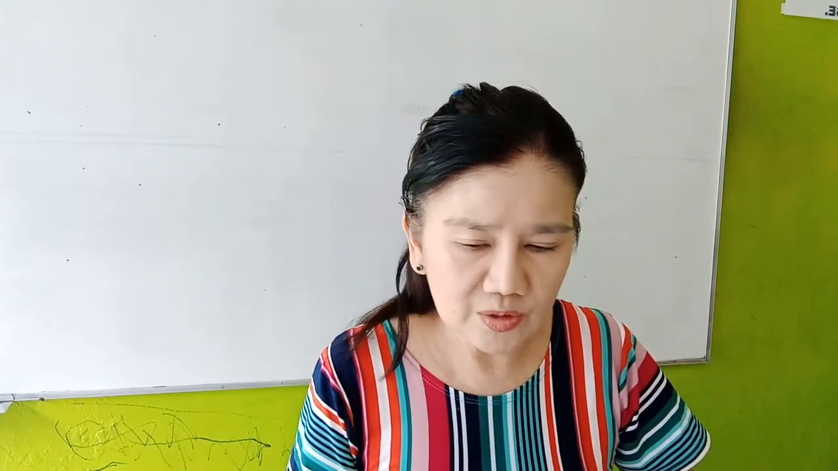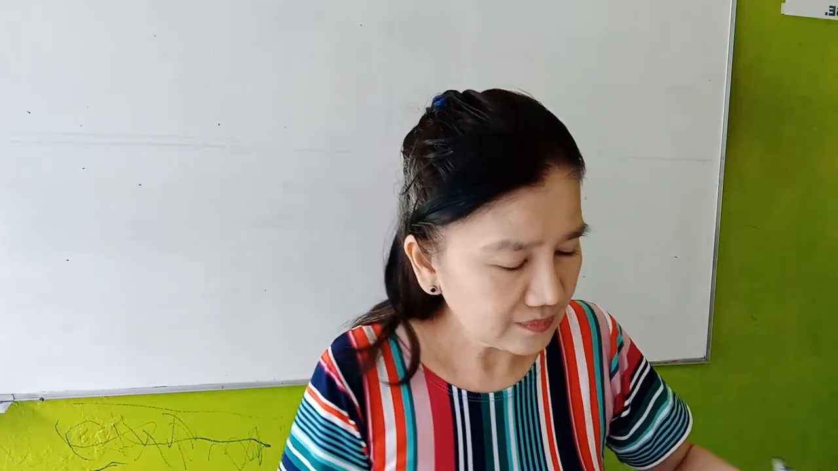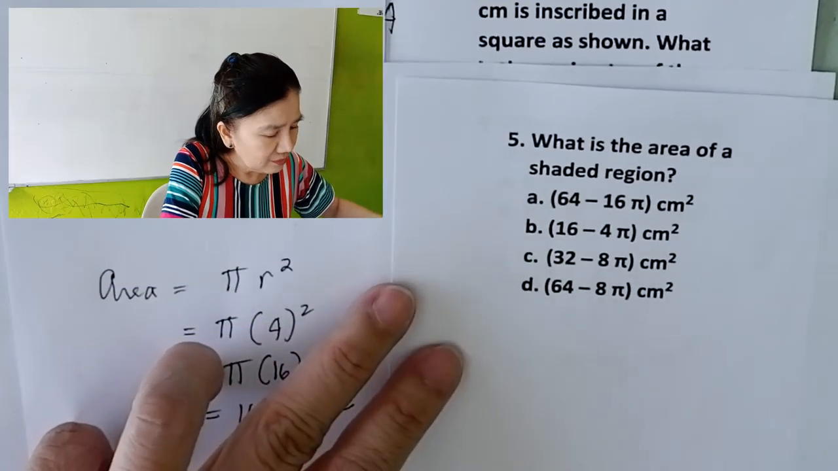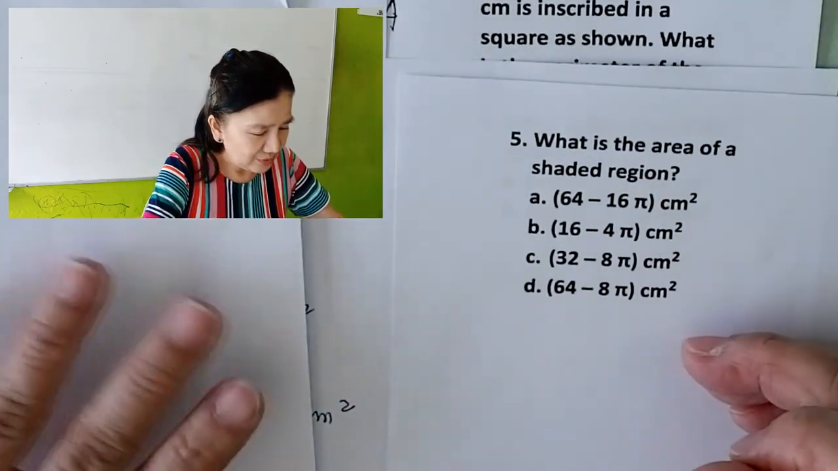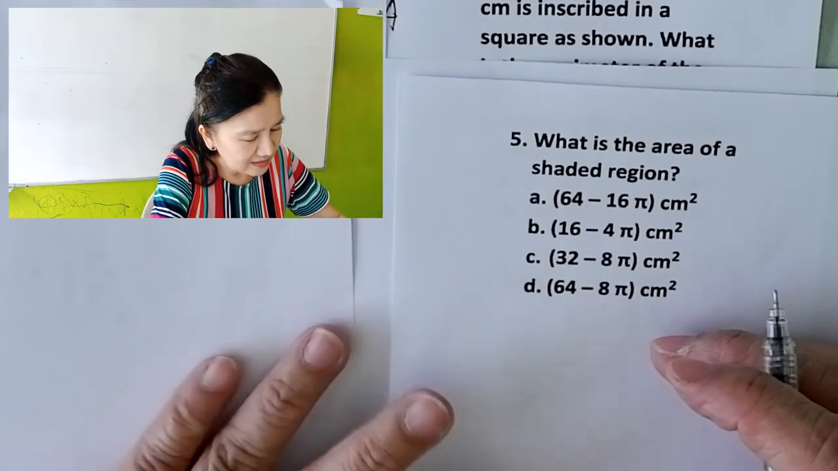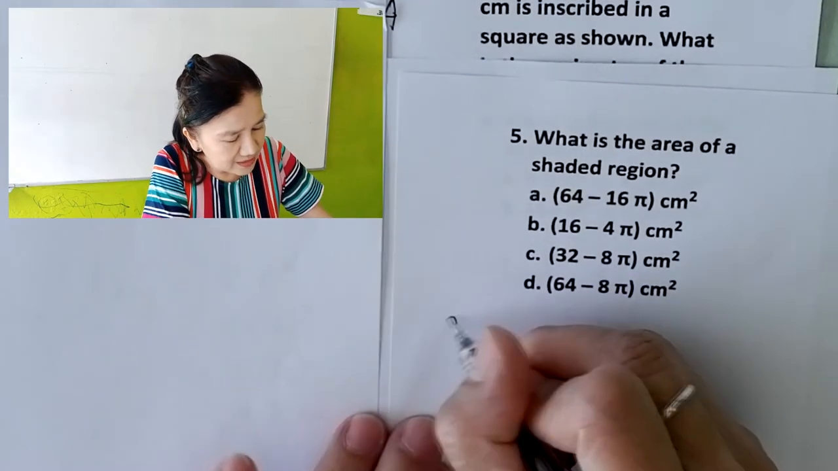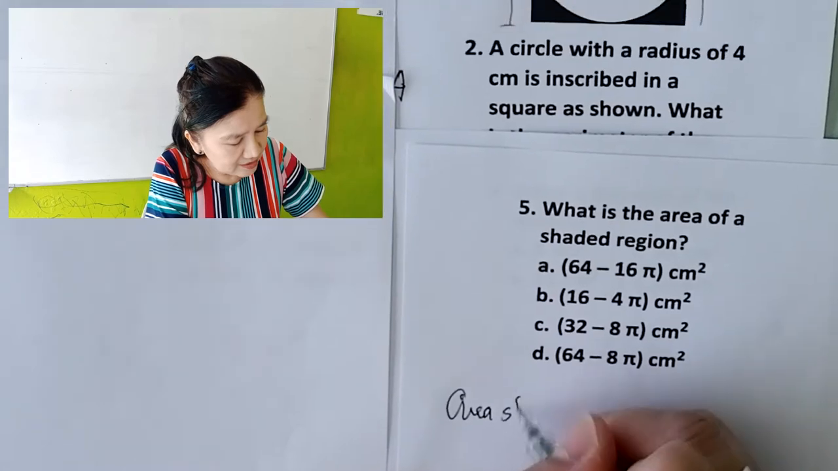Problem number 5. What is the area of the shaded region? For the shaded region, we will be having here area of the shaded.